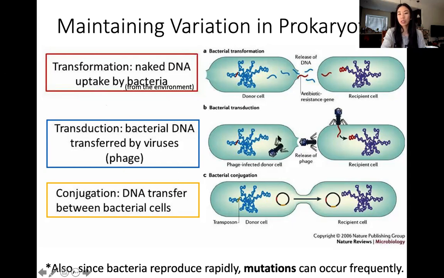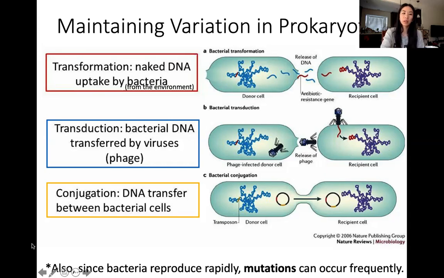So if a phage picks up a piece of DNA from a bacterial cell, and then it releases it into another bacteria, this new bacteria can take up that new DNA, insert it into its genome, and then it gives it new phenotypes.